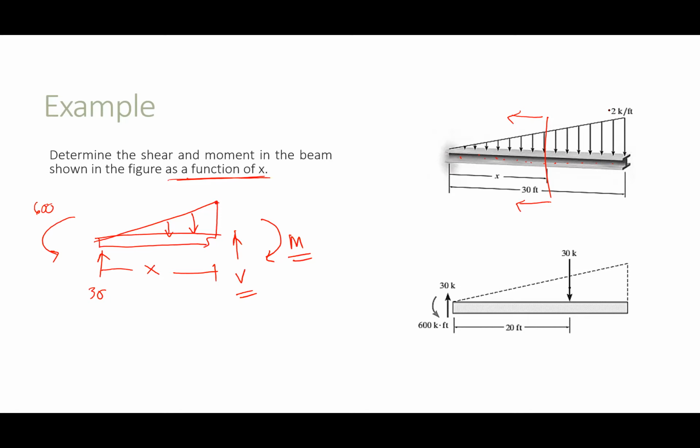Kasi ito 2 kips per feet. Ito naman, ilan siya? So, how do you get the height here? So, simple lang naman yung gagawin natin. All you need to do is do ratio and proportion. So, rise over run. So, this is 2. So, 2 over 30 is equal to yung height na to, no? Ito yung hinahanap. So, y over x. So, yung height natin, y is equal to 2x over 30.